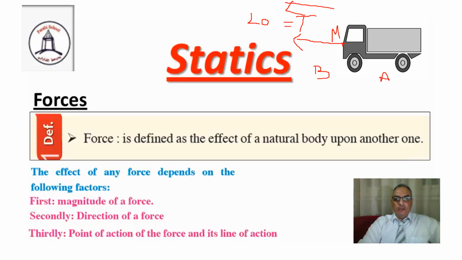So to determine any force, we need to determine three factors. The first factor, magnitude of a force. Second, direction of force. Third, point of action of force and its line of action. Again, force is defined as the effect of a natural body on another one.